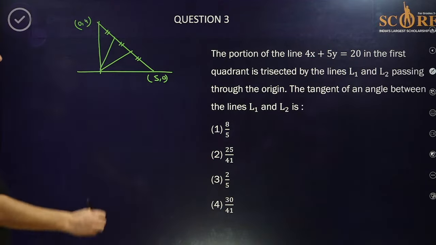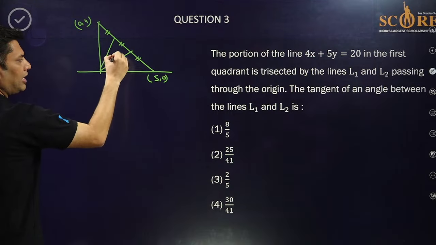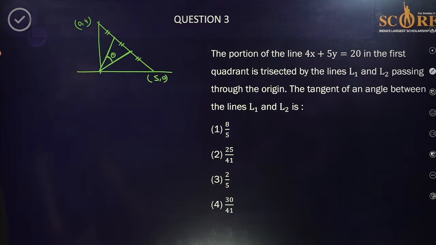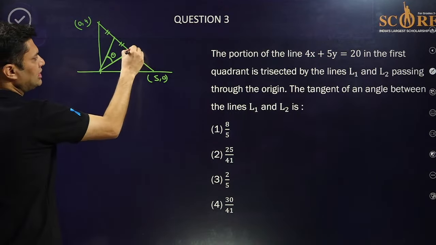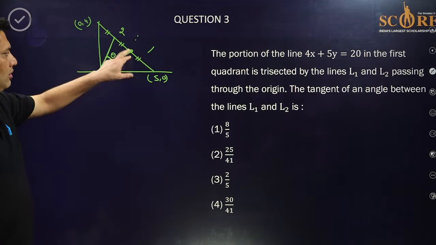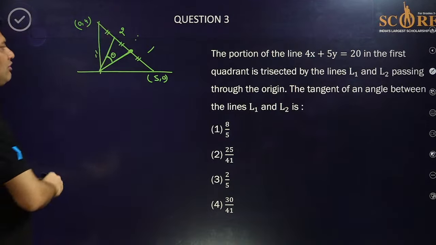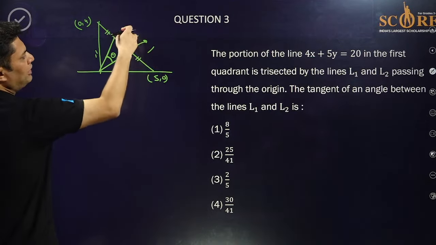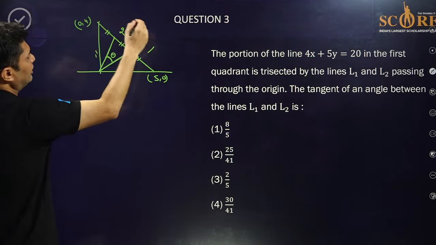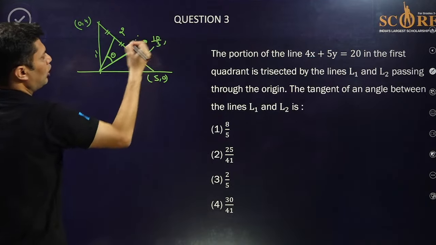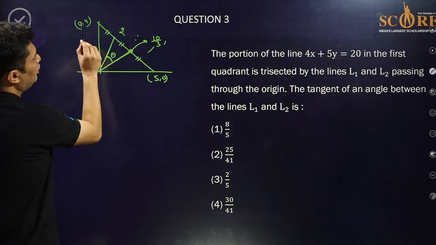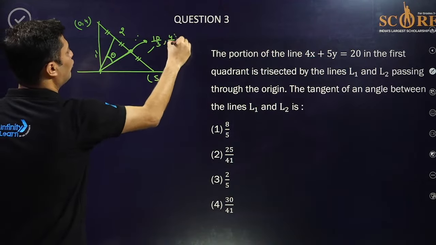We want the tangent of the angle between lines L1 and L2. I want the angle between these two lines, so I need to find the slope of these two lines. Now this is the point that divides in the ratio 2 is to 1. This is 2 times, this is 1 time. So applying the section formula, this coordinate will be 2 into 0 plus 1 into 5 over 3 comma, and the y coordinate will be 2 into 0 plus 1 into 4, 4 by 3. So 10 by 3, 4 by 3.